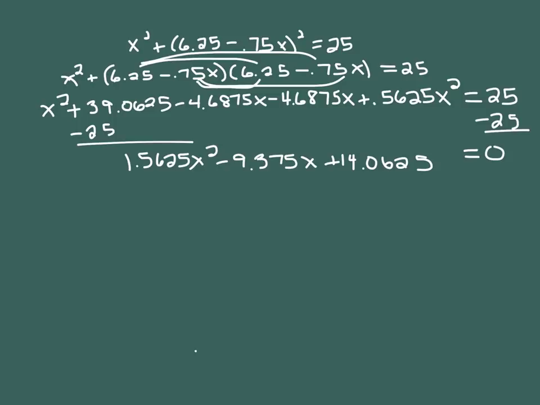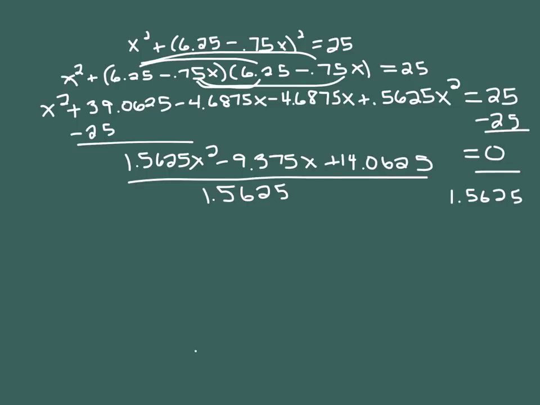It's a little sloppy. It has decimals, but I'm just looking at it. Since our leading coefficient is 1.5625, it's probably a good idea to see if that divides evenly into the other two numbers, and luckily it does. So I'm just going to divide both sides of the equation by that leading coefficient. And that's going to make our life a lot easier.